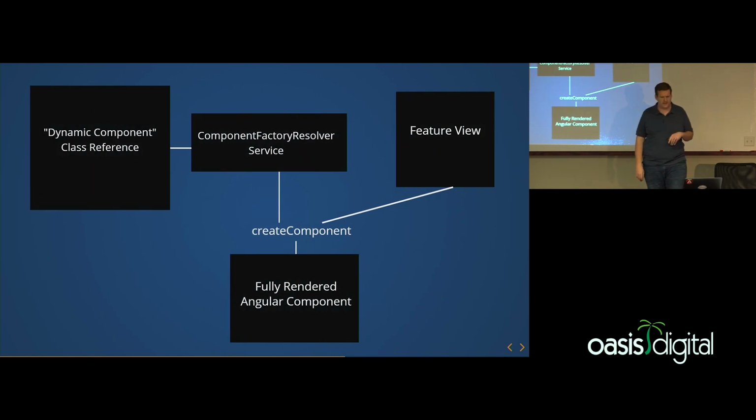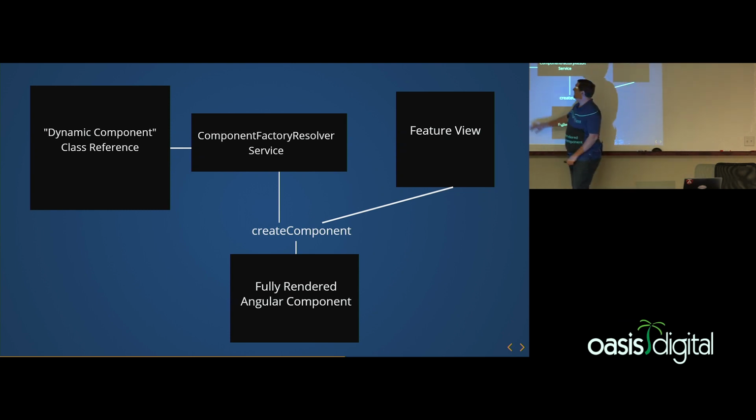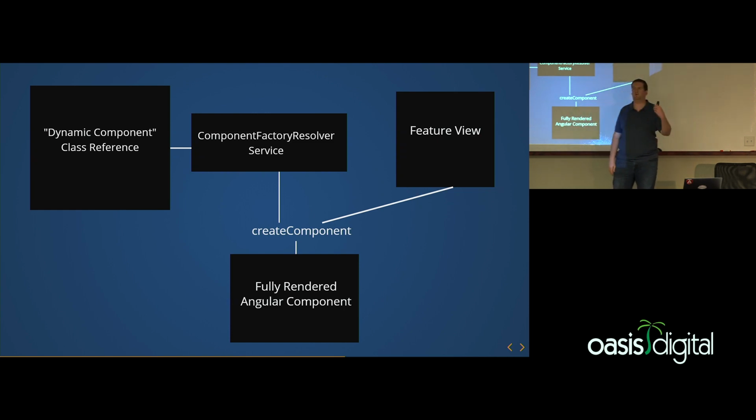Now here's a graphical way in which this works, and I'm spending a little more time on this one because, again, at the end of the day, this is the underlying mechanism that all these solutions use. So, basic big picture ideas. If you have a class reference to whatever dynamic component you might have, such as my modal component, you can then pop that into an Angular service called the component factory resolver, and that will go and find the corresponding factory that knows how to generate component instances out of it, and you can then take that coupled with a feature view.